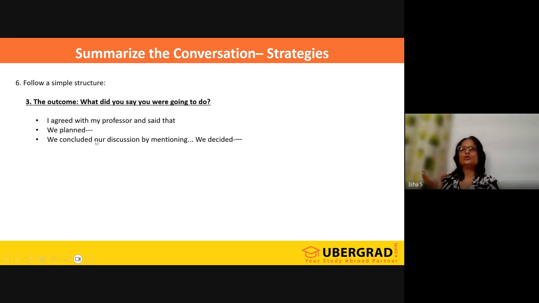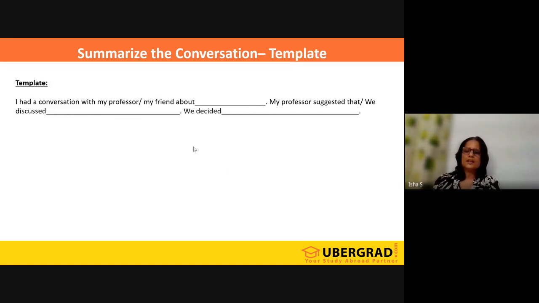We planned. Whether it is you and your professor or you and your friend, you have come to a certain conclusion. We concluded our discussion by mentioning so and so, or we decided, we sum it up. These are certain phrases we use to summarize our conversation: planned, discussed, finalized, we sum it up, etc. Now here is a template. I had a conversation with my professor, my friend, about something. My professor suggested that, we discussed so and so, and we decided.